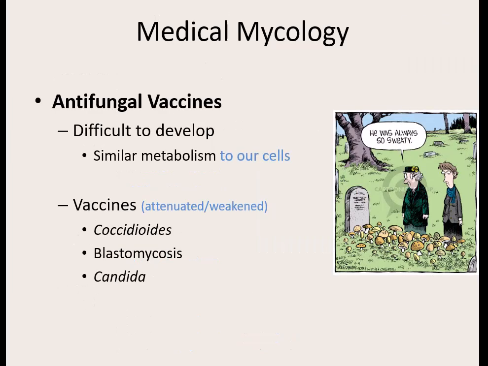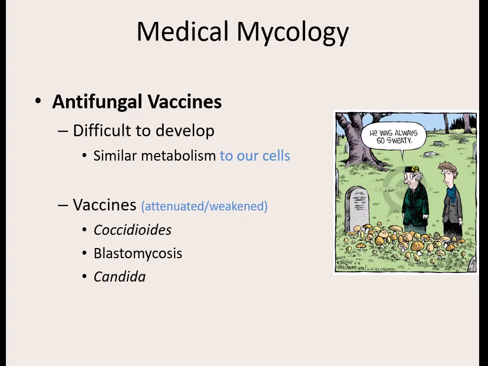Now, it would be wonderful if we could just create a vaccine and not get some of these different fungal diseases. The problem is that because they're eukaryotic organisms and behave very much like our cells, it's hard to find a vaccine that can target specifically the different fungi.